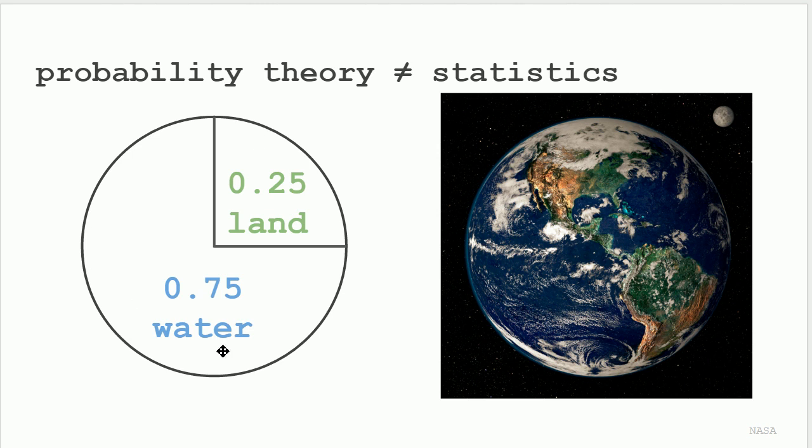Okay, so let me give you an example. Say we have a mathematical model in which the probability of encountering land on the surface of the Earth is 0.25, and the probability of encountering water on the Earth's surface is 0.75. So this is our model. We are assuming without question that these values are what they are. We are not assessing the validity of these values at all. We're just assuming that that's what they are, and then we're using this model to do more math.